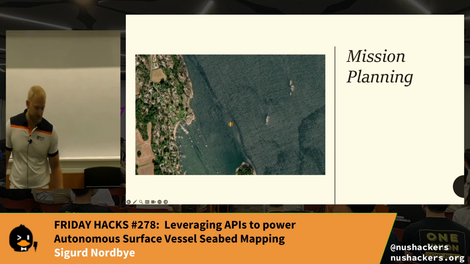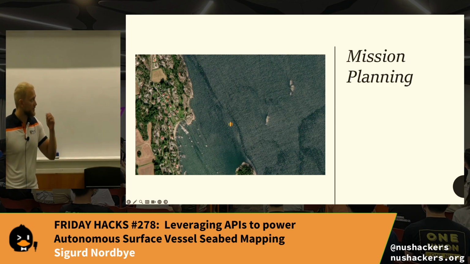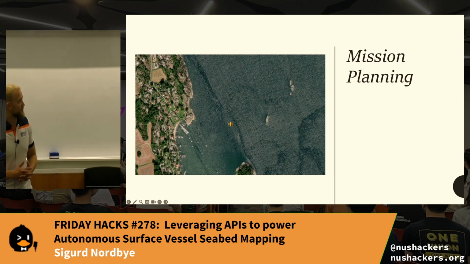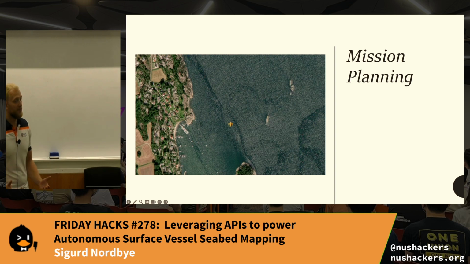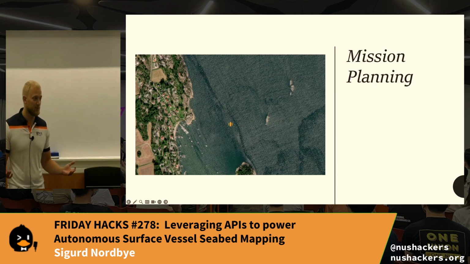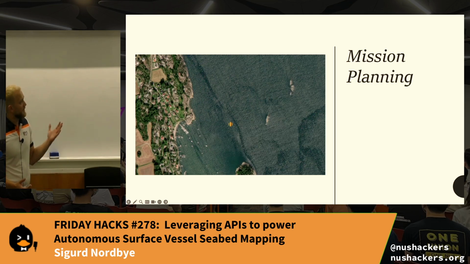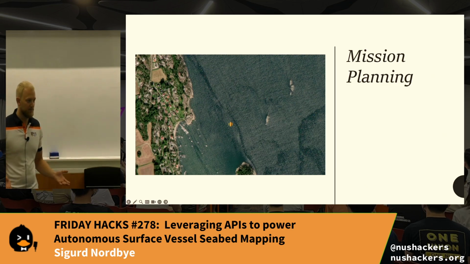Okay, so here comes my responsibility this summer. I was basically told, Sigurd, you are in charge of mission planning. I was like, okay, what really is mission planning? Mission planning is basically planning the mission. It's deciding where the USV goes and making a path which the USV can follow autonomously. And basically what I got was this. I got a USV on a map. And how could I do planning based on this?